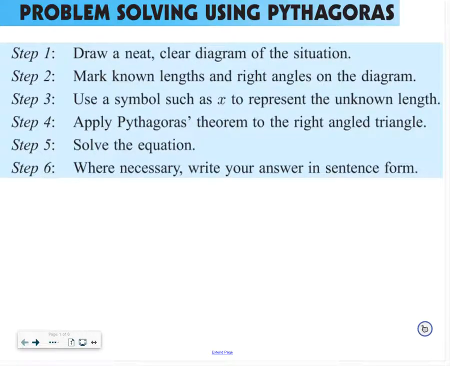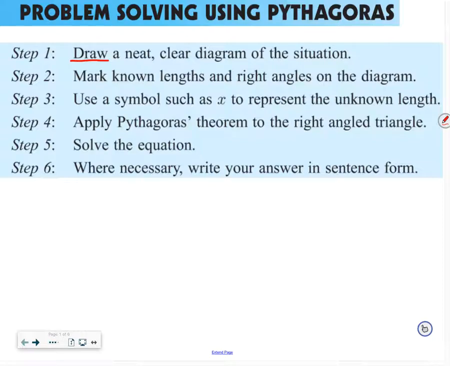All right, mathletes, here we are problem solving using Pythagoras. There's kind of 6 steps you're going to want to follow when trying to problem solve using Pythagoras. Okay, first step is draw a neat picture. Try and label all important facts.